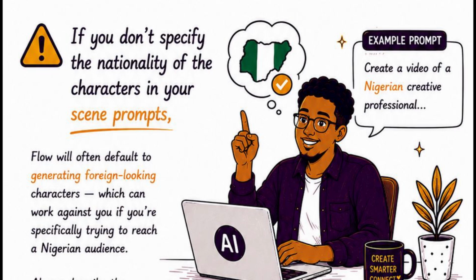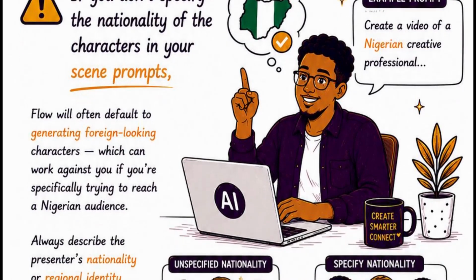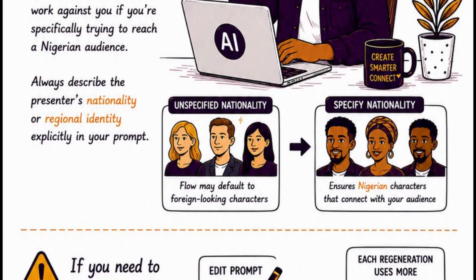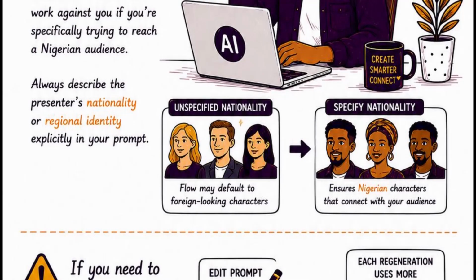Note: if you don't specify the nationality of the characters in your scene prompt, Flow will often default to generating foreign-looking characters, which can be counterproductive if you're specifically trying to reach a Nigerian audience. Always describe the presenter's nationality or regional identity explicitly in your prompt.